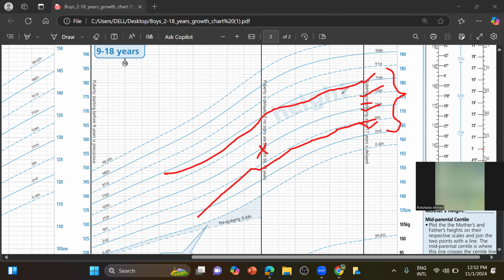Another thing I'm telling you about is the adult height predictor.